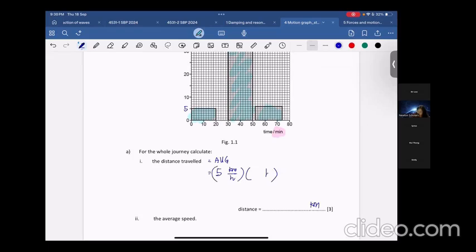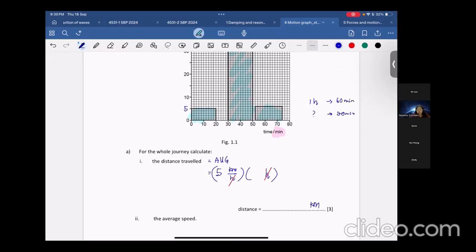Times, you have to be in hour. In hour, hour and hour, we can cancel out. So we'll get the distance. But here 20 minutes, how can I convert to hour? Okay, 1 hour is 60 minutes, right? 20 minutes, how many hours?